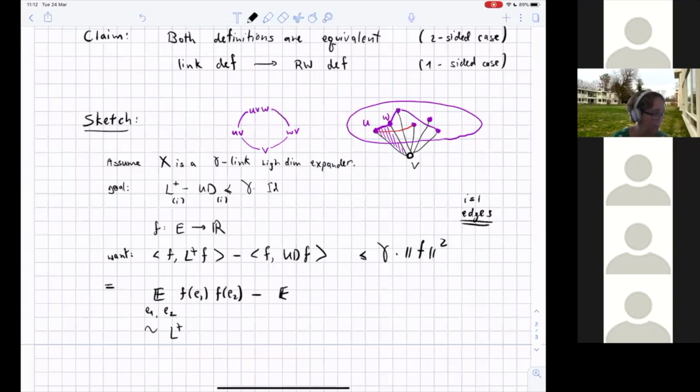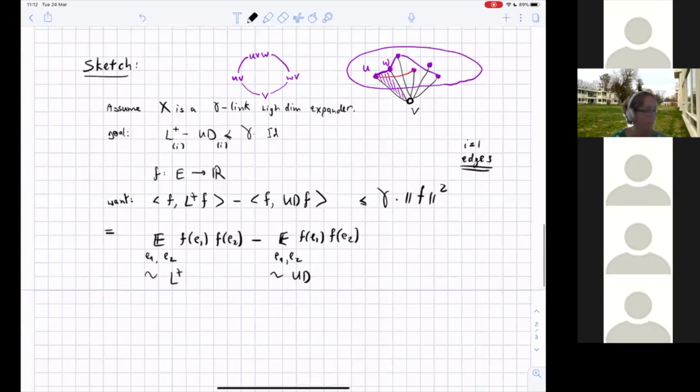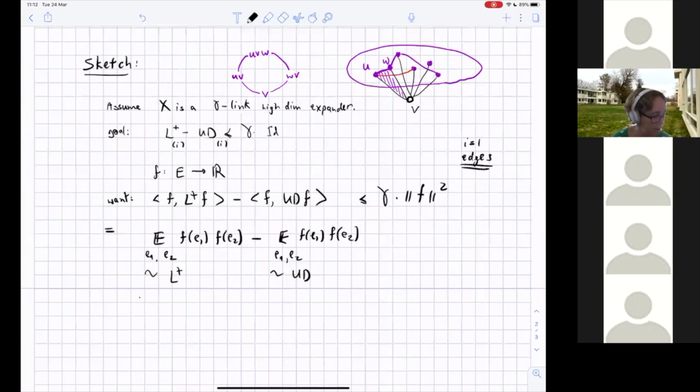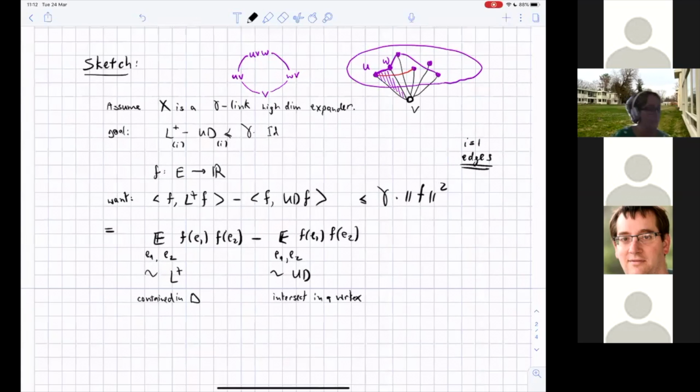The other expectation is exactly the same thing, but now E1 and E2 are chosen not from L plus, but from UD. So basically, in our case, here they're contained in a triangle, and here they intersect in a vertex. You should only think of this as some kind of proxy, because really you need to pay attention to the probabilities. It's a distribution that corresponds to this random walk, where E1 goes to a triangle and then to E2, and in the UD case, E1 goes to a vertex and then to another edge. And we want to compare these two things.